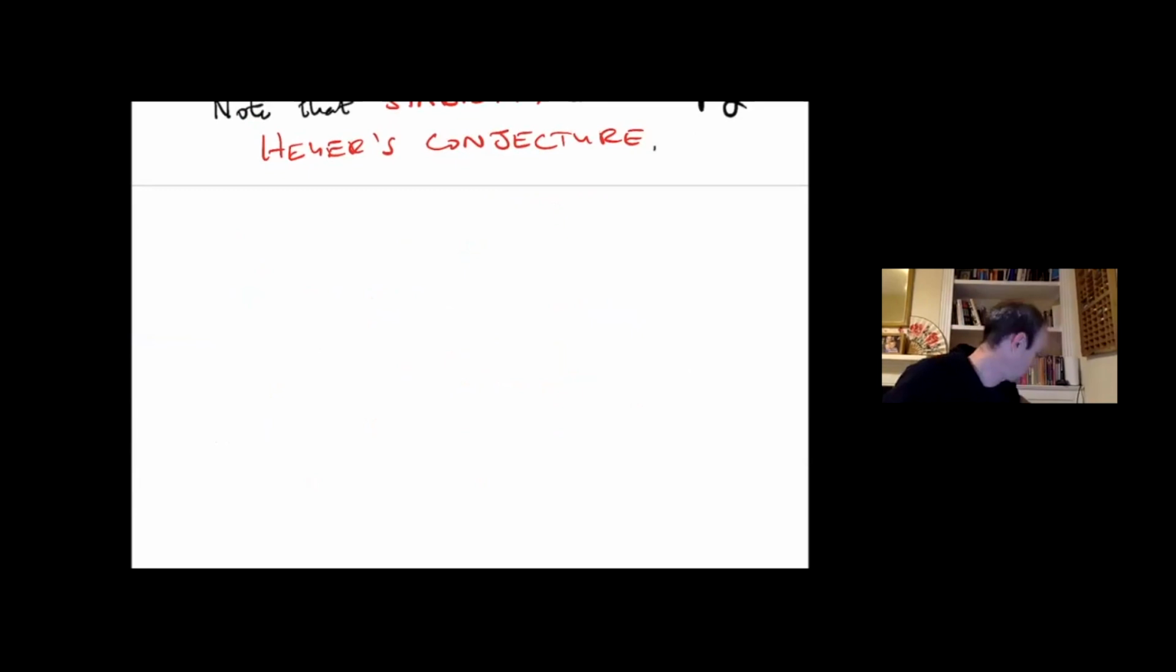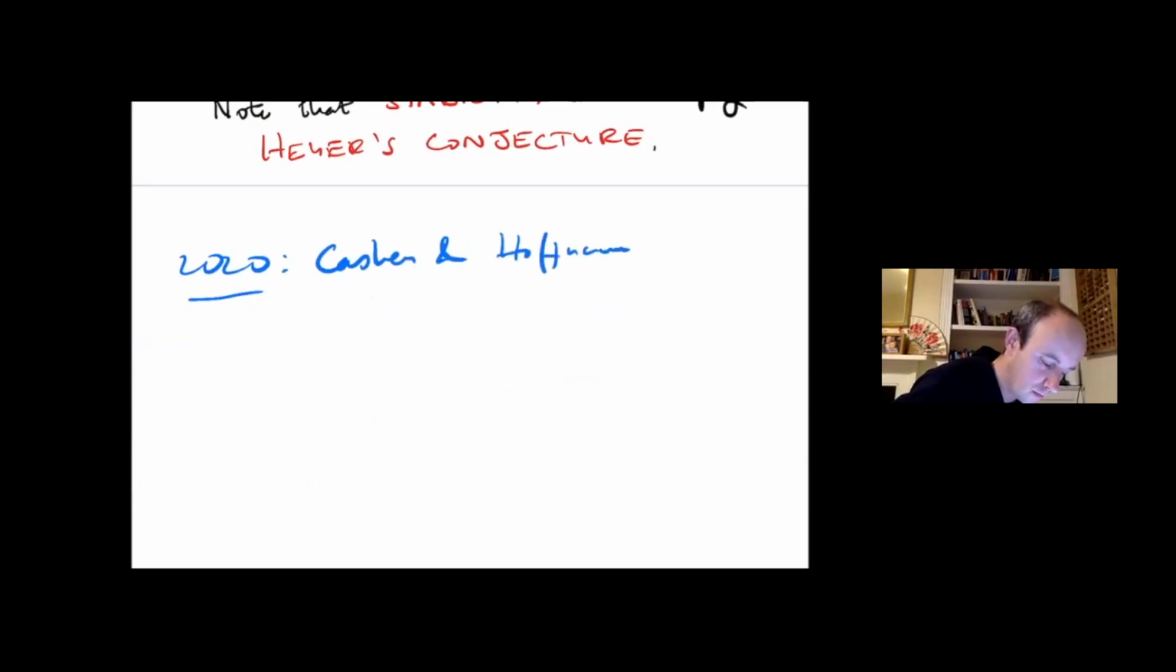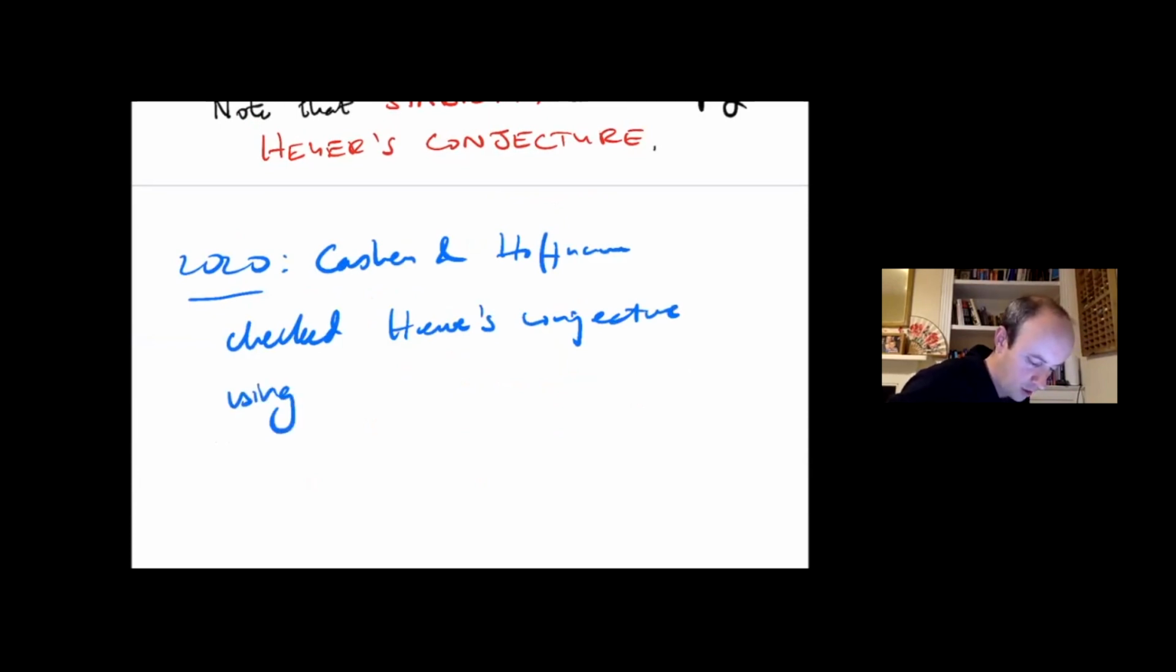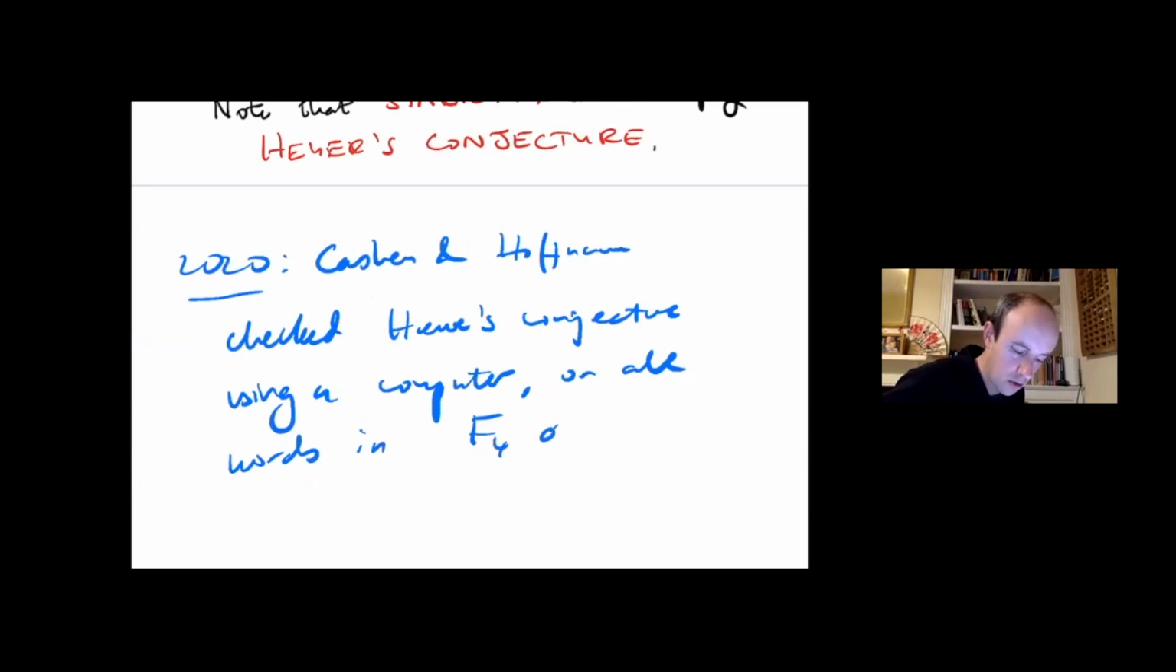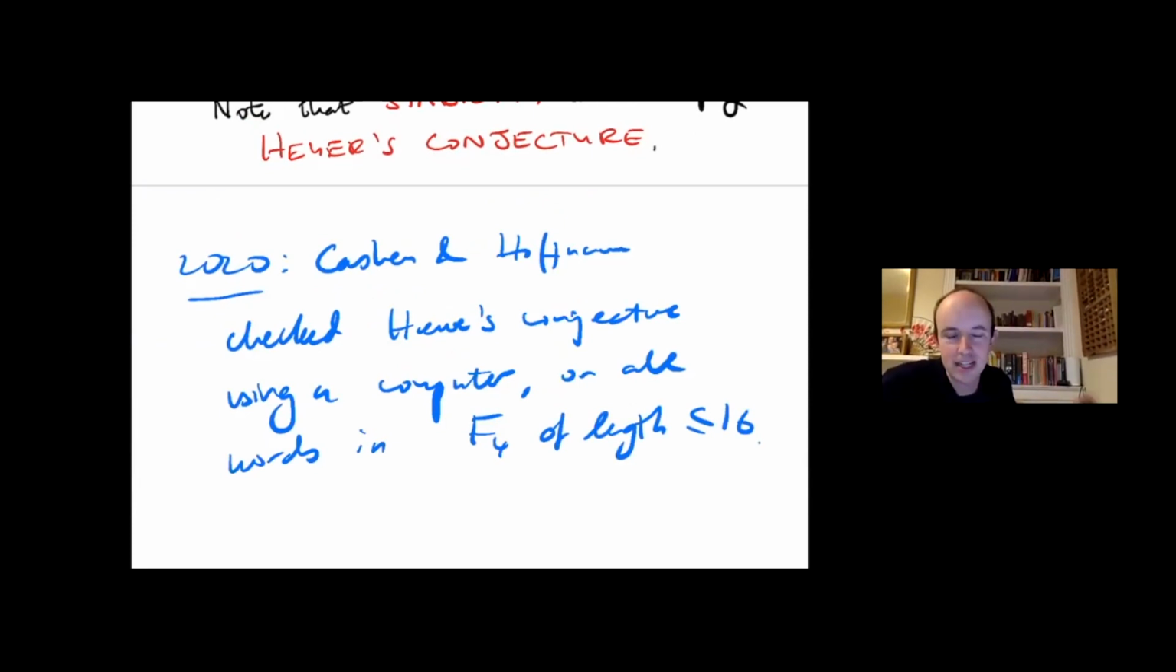And I'm glad to say that just this year, in 2020, just a few months ago, Cashin and Hoffman checked Hoya's conjecture using a computer on all words in F4 of length at most 16. So that's a pretty huge collection. I think it's millions of words. And they found that Hoya's conjecture was always true. So there is some evidence that the stability conjecture has a chance of being true too.